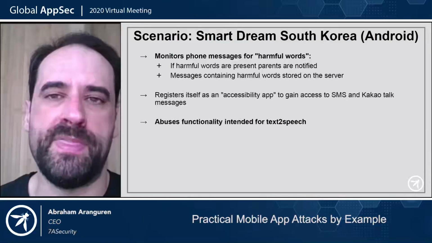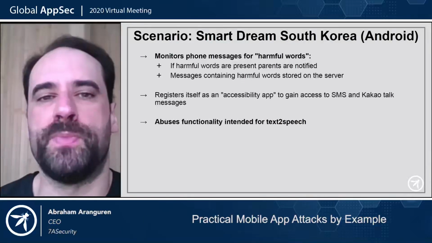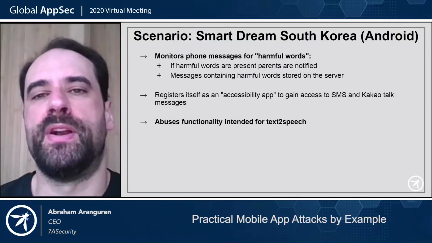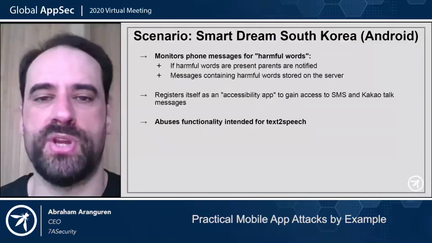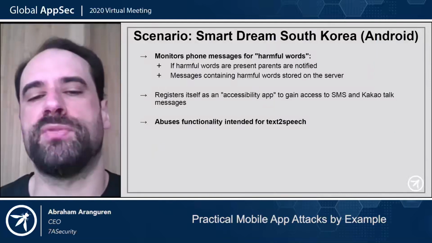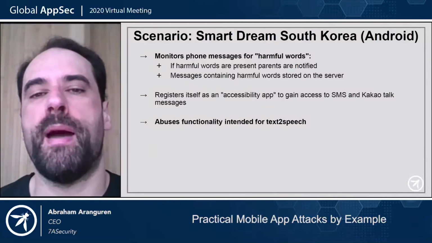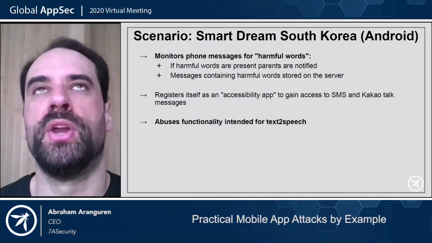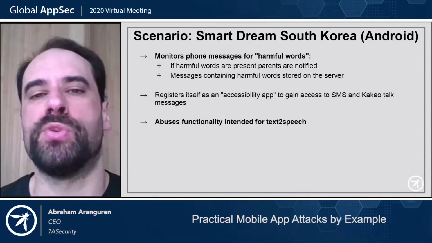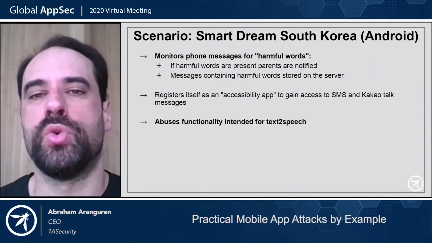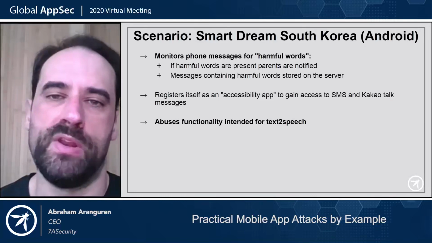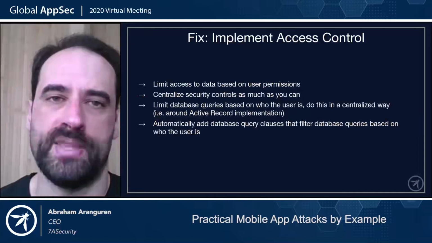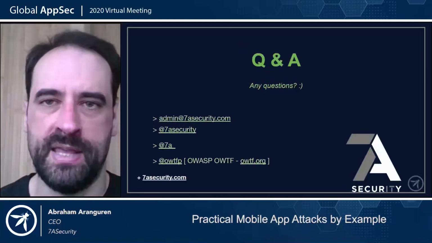And yeah, this was another scenario with Smart Dream. There was a similar leak. This is an IDOR, an insecure direct object reference. It was saved on text-to-speech. Basically, when a message contained harmful words, they would be saved on a server, but you could retrieve all the messages from all the children by calling this API. So this was pretty bad as well. This is how you would fix that.